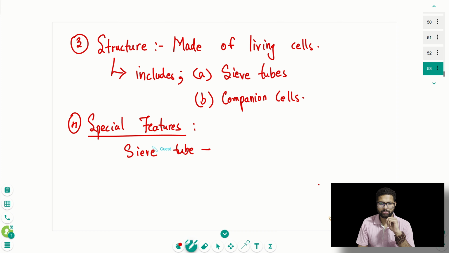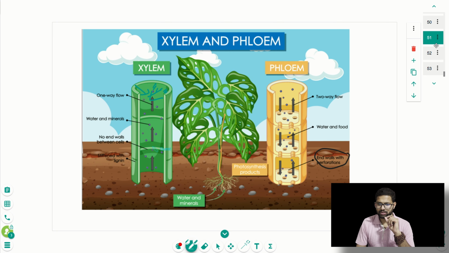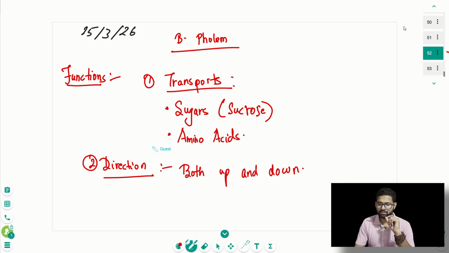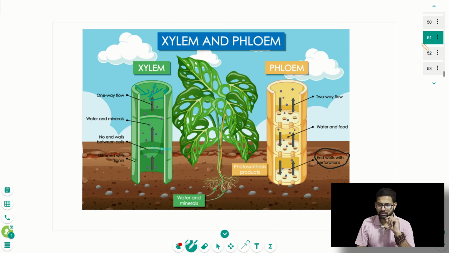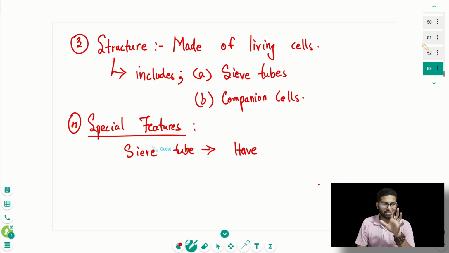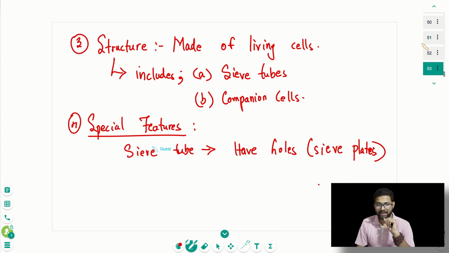Now let us discuss a few things about sieve tubes. They have holes. You can see it over here. Can you see? Sieve tubes have holes. It's visible to you, right? So it has holes, which are called what? Sieve plates. Sieve plate. Yes. And it doesn't have a nucleus. So no nucleus. Got it?